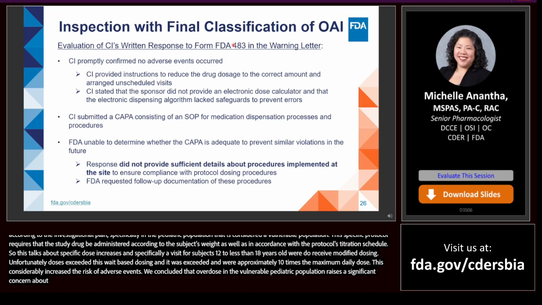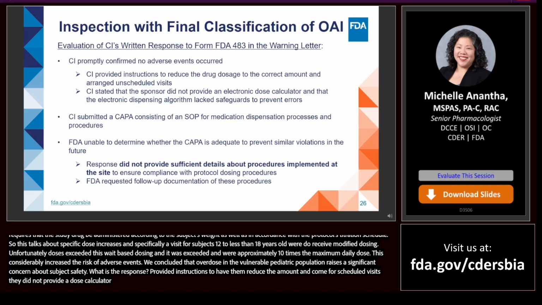What was the CI's response? He promptly confirmed that no adverse events occurred. He provided instructions to subjects to reduce their dosage to the correct amount and have them come in for unscheduled visits. He also stated that the sponsor did not provide a dose calculator and that the algorithm lacked safeguards to prevent errors. He submitted a CAPA consisting of an SOP for dispensation processes and procedures as well.